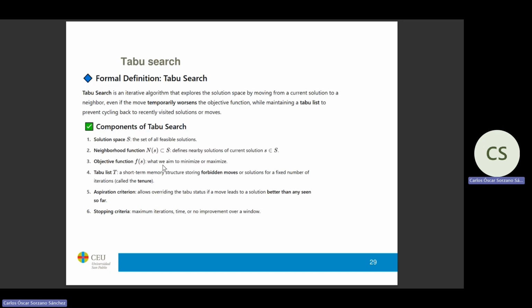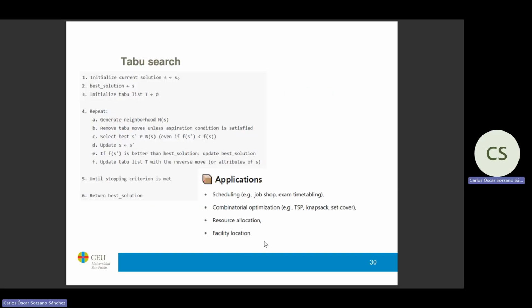Then you have an aspiration criterion, which allows overriding the taboo status if a move leads to a solution that is better than any one seen so far. So even if you are in the taboo list, if the solution that you are proposing is better than anything seen so far, you are allowed to take it. And then some stopping criteria: maximum number of iterations, maximum execution time, no improvement over the last, I don't know, 100 iterations or whatever.